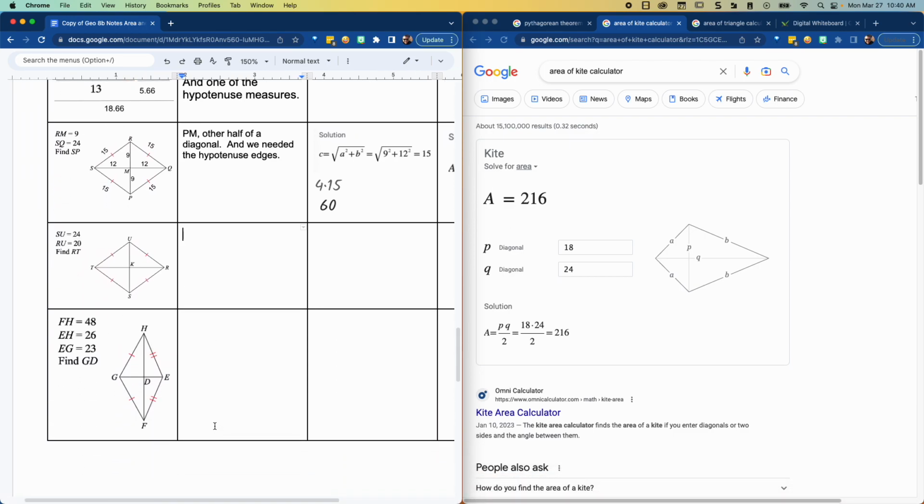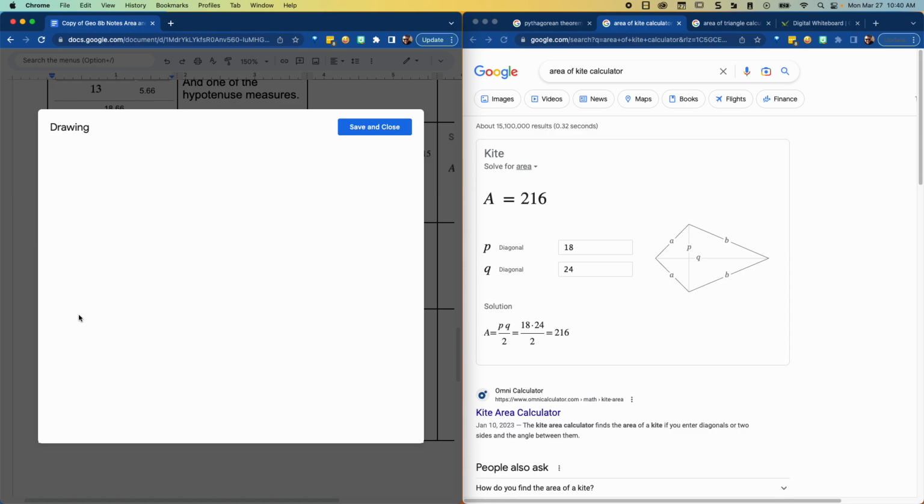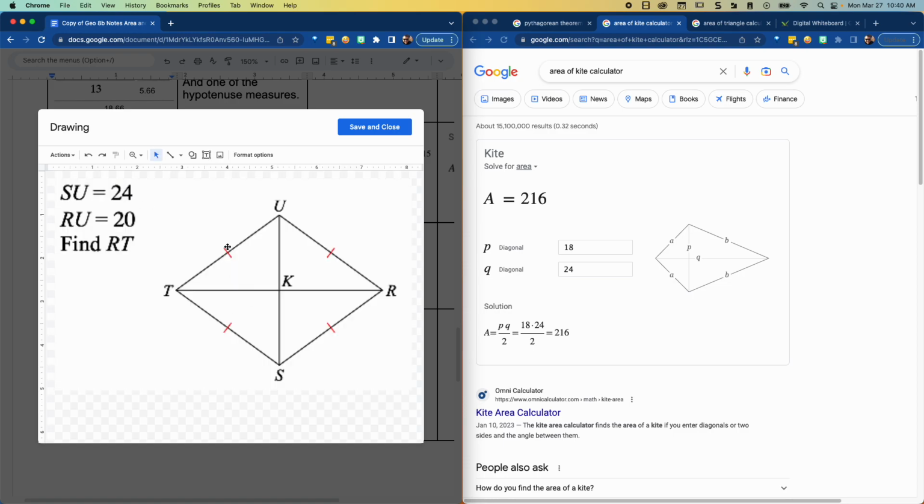All right, let's finish out with these last 2 examples here. Very similar to what we did before, but let's notice what's a little bit different this time. It says SU is 24, so all the way across here is 24. I'm going to go ahead and split that into 2 halves. If the whole thing's 24, each half is 12. So that's 12, and that's 12. Then it tells me that RU is 20, which is helpful because now I have one of the hypotenuse edges. Because it's a rhombus, I can copy and paste it to all the other ones as well. So 20, 20, 20, 20.